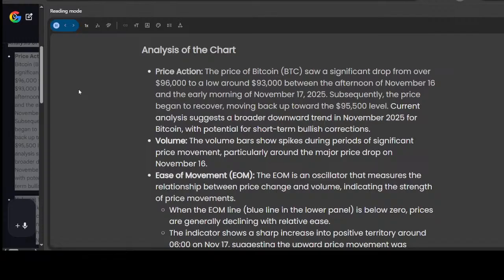Current price level $95,500. Analysis suggests a broader downward trend in November 2025 for Bitcoin, with potential short-term bullish corrections. Start with AI and Volume.